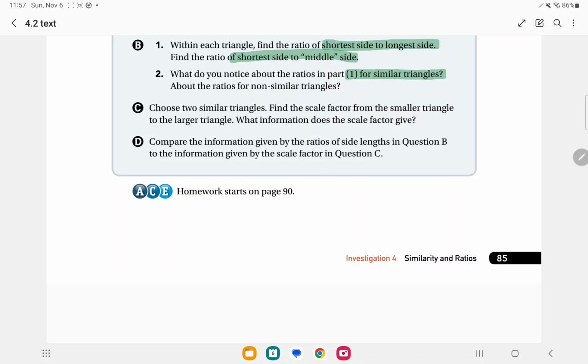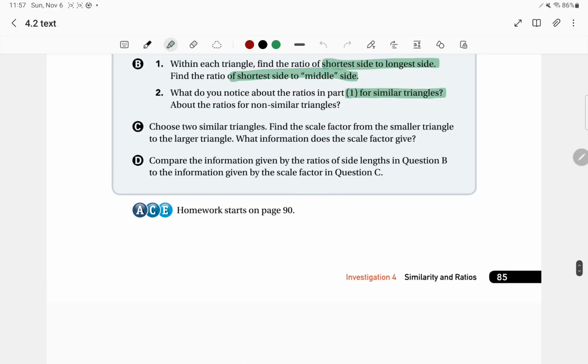And D: compare the information given by the ratio of side length in question B and the information given by scale factor in question C. We've also talked about this multiple times. The ratio of the side lengths doesn't tell you anything about the comparison of the shapes, other than the fact that if the ratios are the same on all of them, then they are similar if their angles are the same. But the scale factor takes more work because you have to check multiple sides, just from one figure to another.